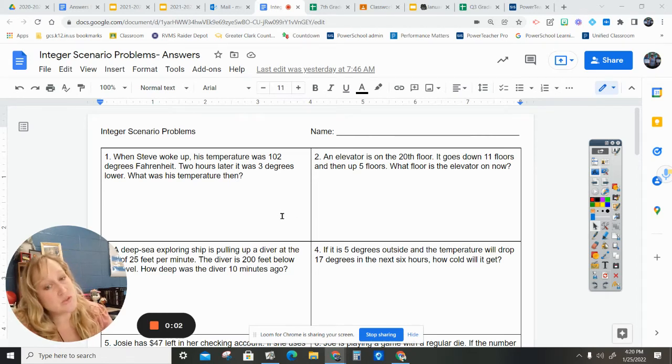Okay, we are going to do some word problems now that have to do with positive and negative numbers. We've been practicing finding the words that tell us whether it's positive or negative, and we're going to do the same thing.